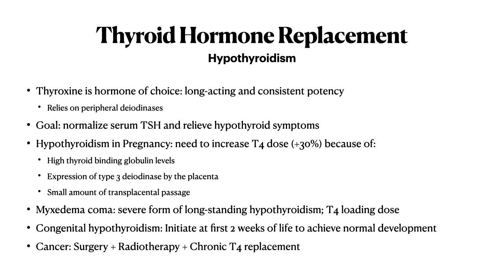Lastly, in cancer, where the patient will have thyroid cancer, where the patient will have surgery of the thyroid gland, removal of it, radiotherapy, you need to provide chronic T4 replacement, again, to suppress TSH and slow down the cancer cells from growing if there are any left behind.